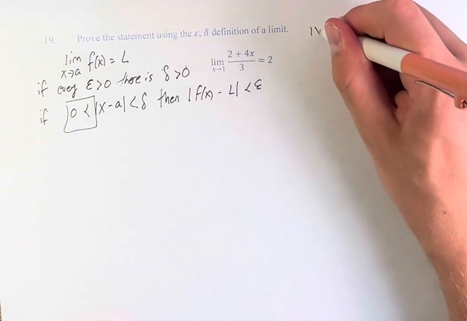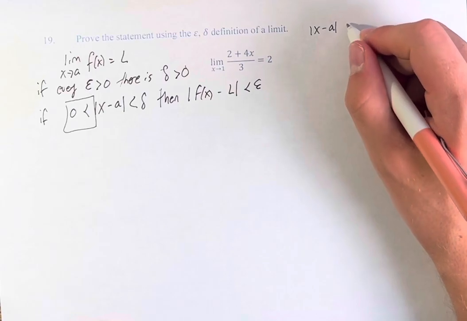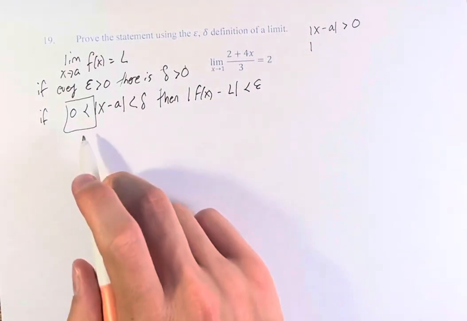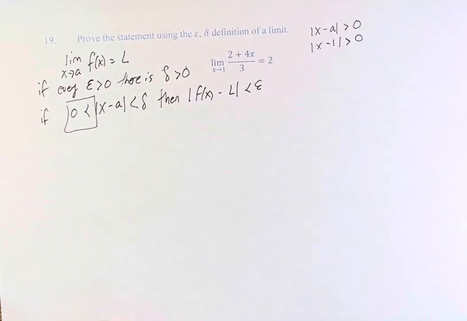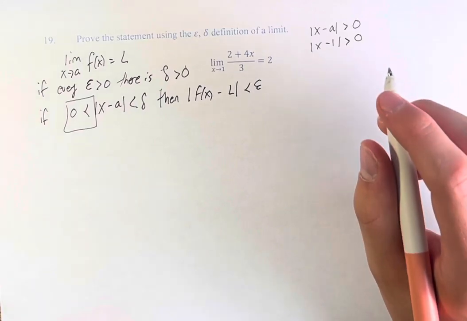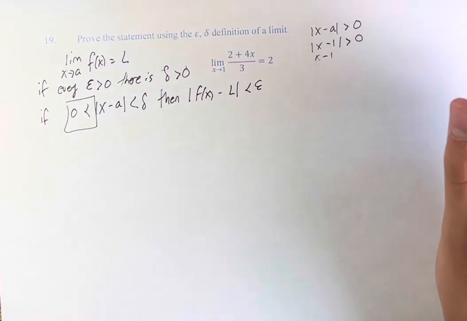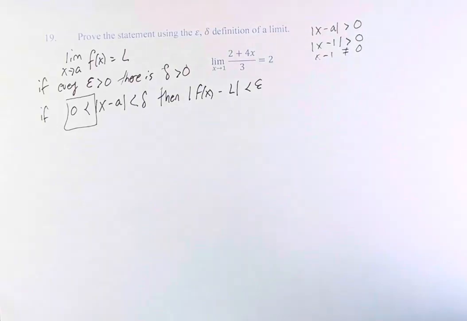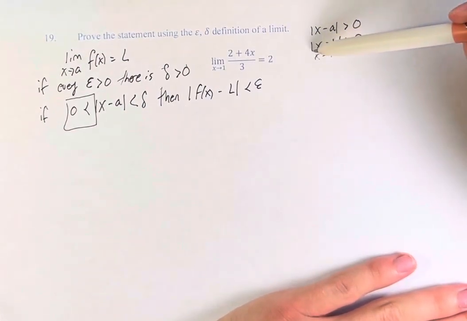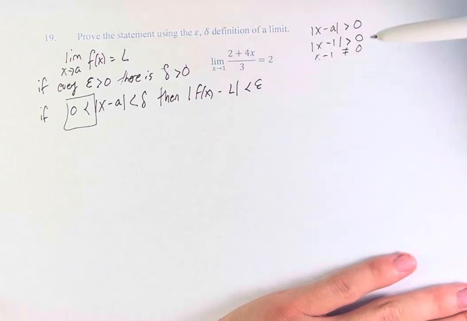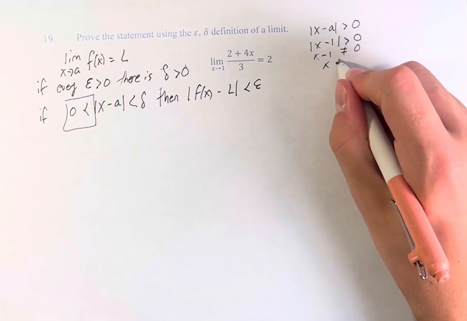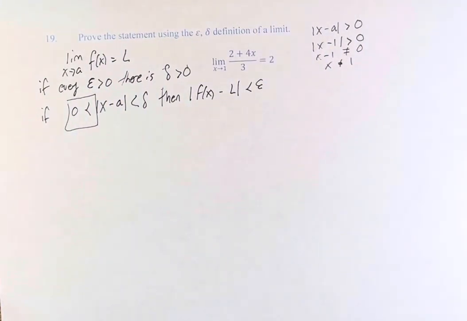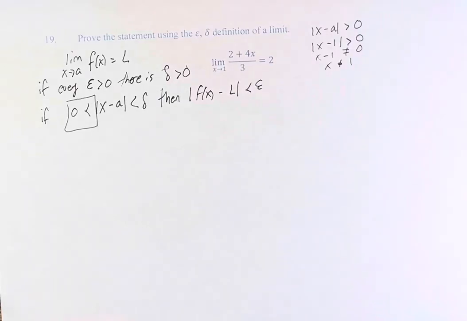This is saying that the absolute value of x - a is greater than 0, right? And a here is the value that x is approaching, so that's 1. So the absolute value of x - 1 is greater than 0, and this is saying that x - 1 is not equal to 0. Why? Well, the absolute value of anything is already greater than all negative numbers, so to say that it's greater than 0 is only specifying that it's not equal to 0. So we're just saying that x is not equal to 1, and this is something we can ignore because we're looking at the limit as x approaches 1, not what's actually happening at 1.